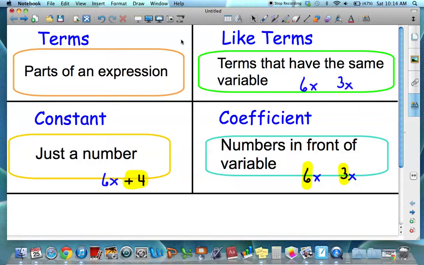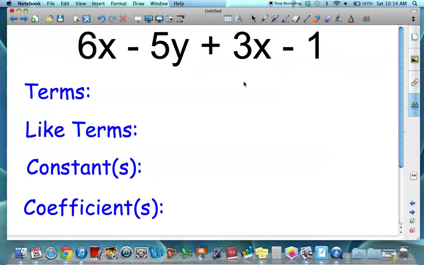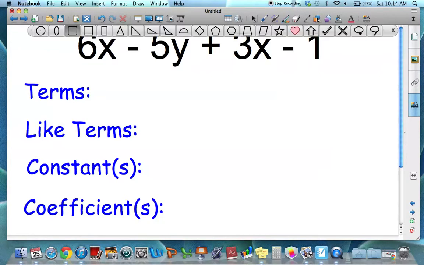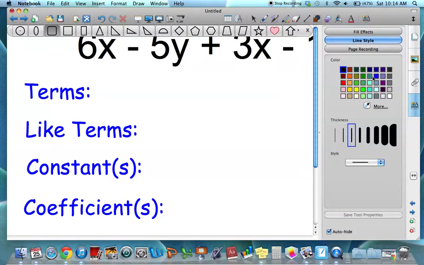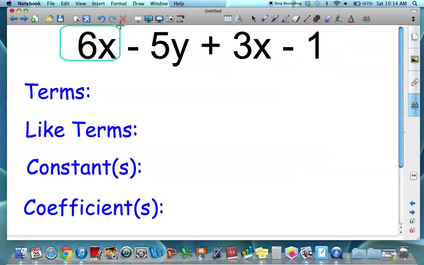If you have, let's look at a quick example that might help you. Given my expression 6x minus 5y plus 3x minus 1, I'm going to first identify all of the terms. I'm going to identify if there are any like terms. I'm going to say what are my constants, and then identify my coefficients. Before I get to that, what I'm going to do is just put boxes around each of my terms because that's going to help me identify which are terms.